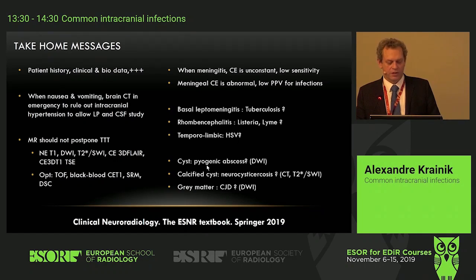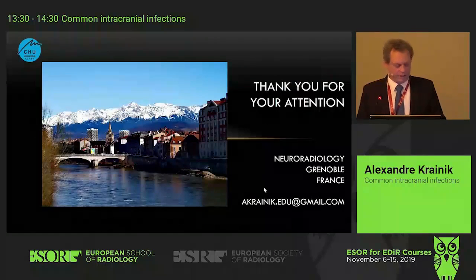Cyst, always look for pyogenic cyst using diffusion. Calcified cyst, you will prove it using CT, good old non-enhanced CT or T2 star, and think of neurocysticercosis. And what about the gray matter? When you have isolated gray matter involvement, suggest Creutzfeldt-Jakob disease using diffusion imaging. Thank you for your attention.